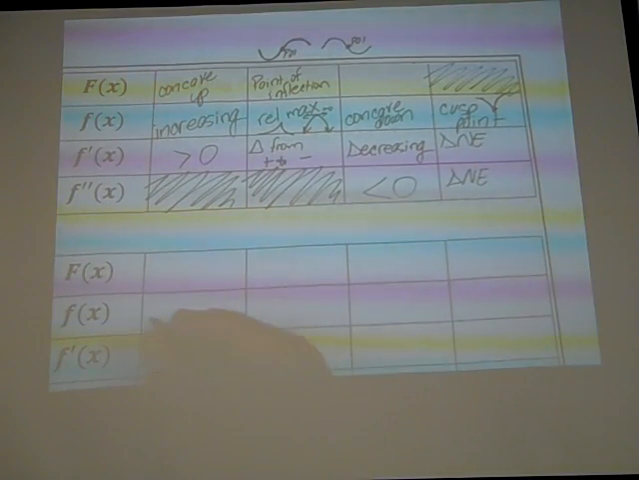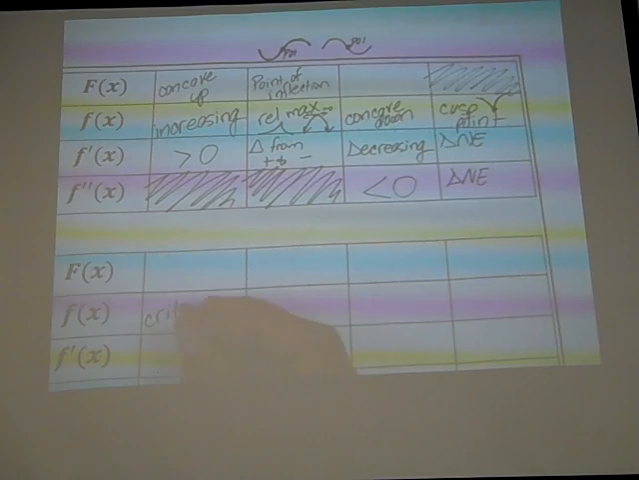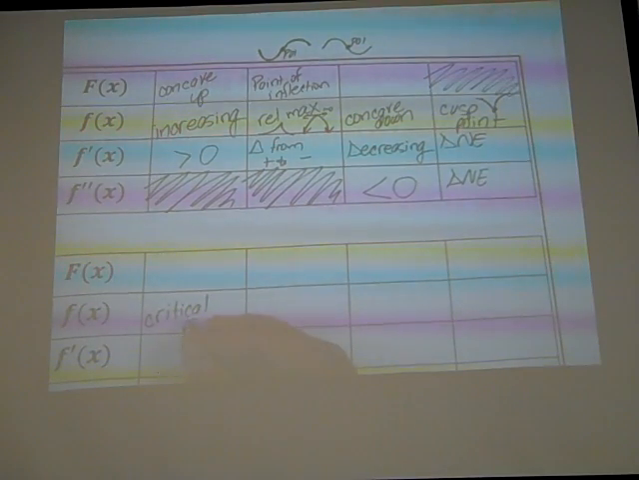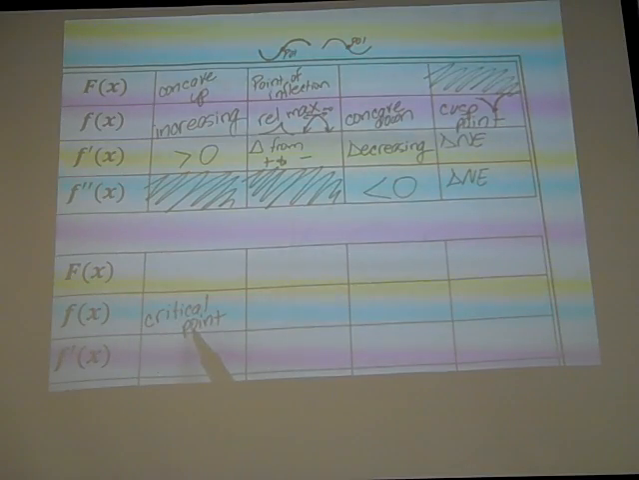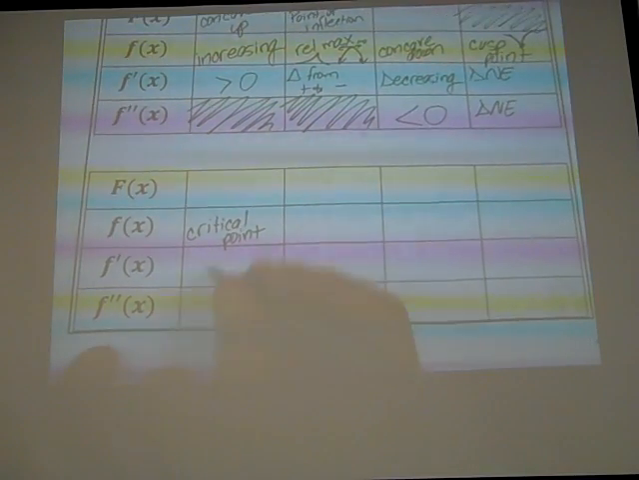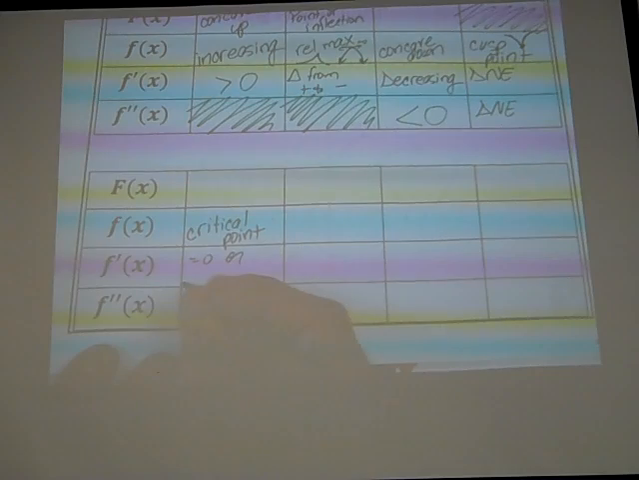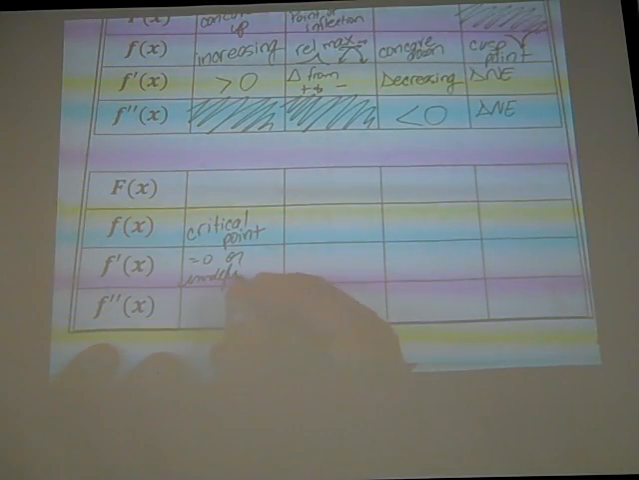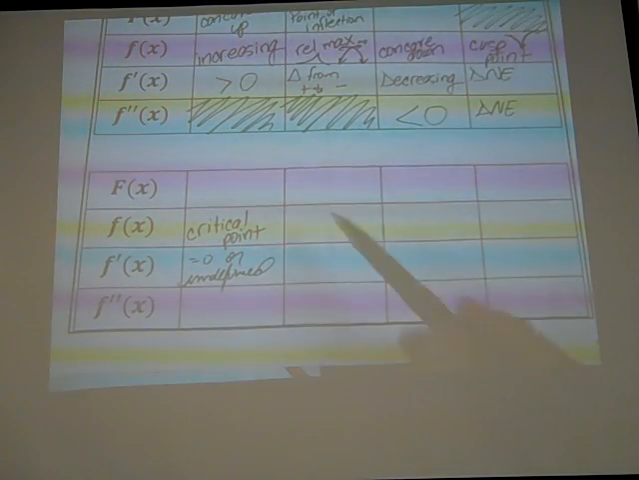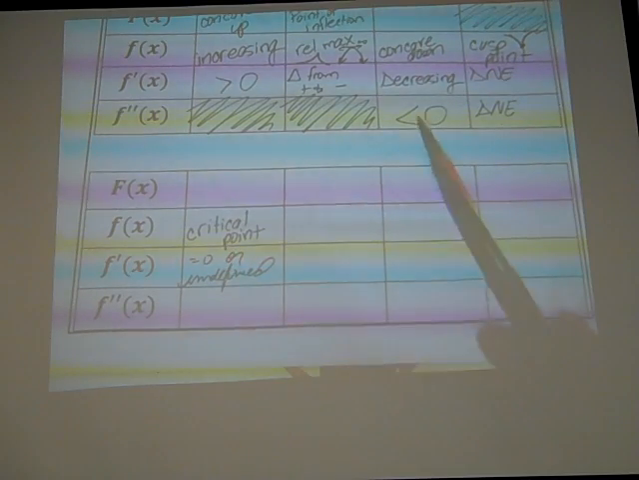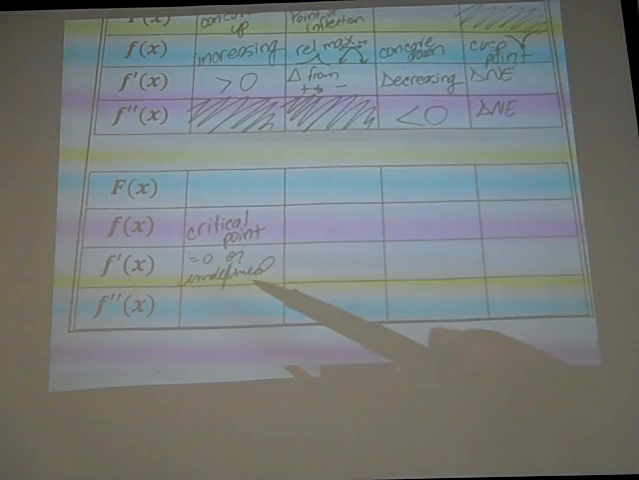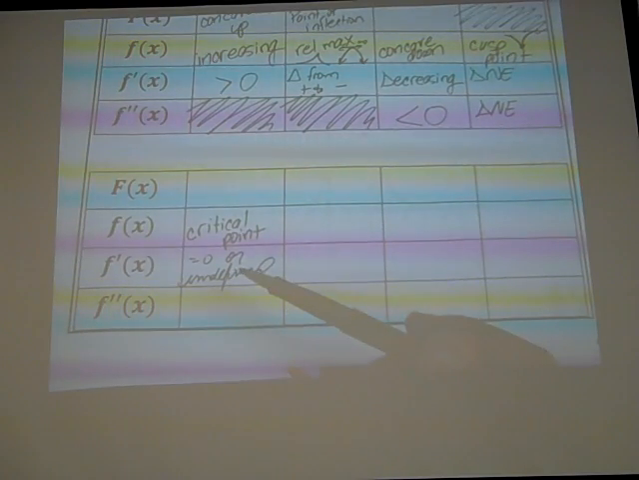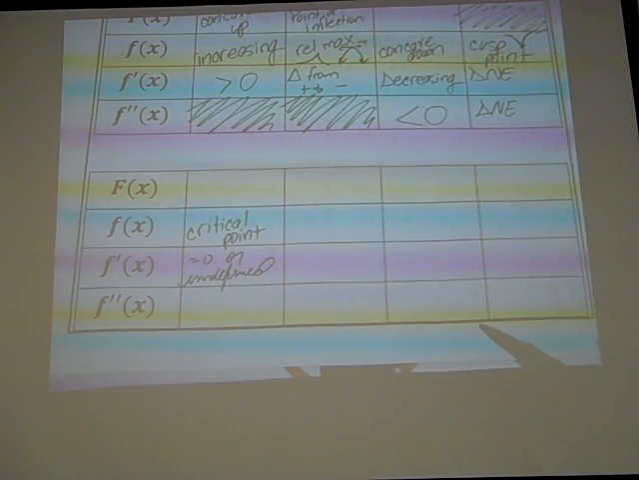Other things, let's say that f has a critical point. Well, our definition of critical point, a function has a critical point if its derivative is equal to 0 or if the derivative is undefined. So that could be a relative max, it could be a relative min, it could be a saddle point, it could be a cusp point. All of those grouped together are critical points.